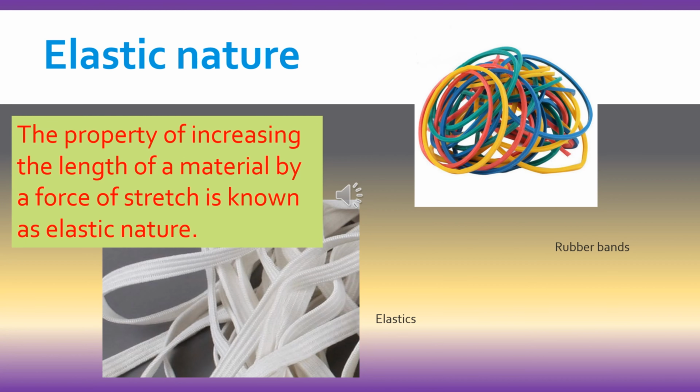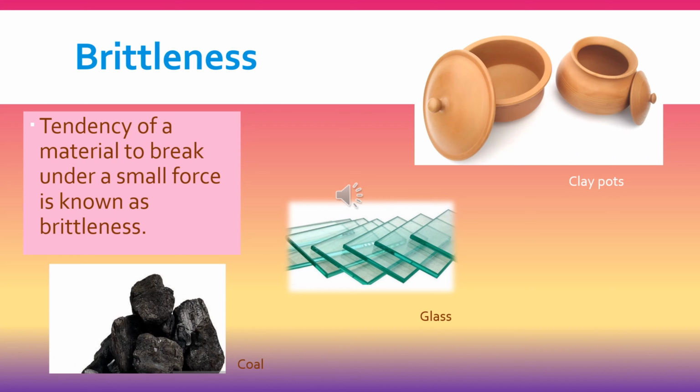The next one is elastic nature or elasticity. The property of increasing the length of a material by a force or stretch is known as elastic nature. Rubber elastics show elastic nature. Brittleness is another physical property of a solid. Brittleness means the tendency of a material to break under a small force. Glass, coal and clay pots show brittleness.